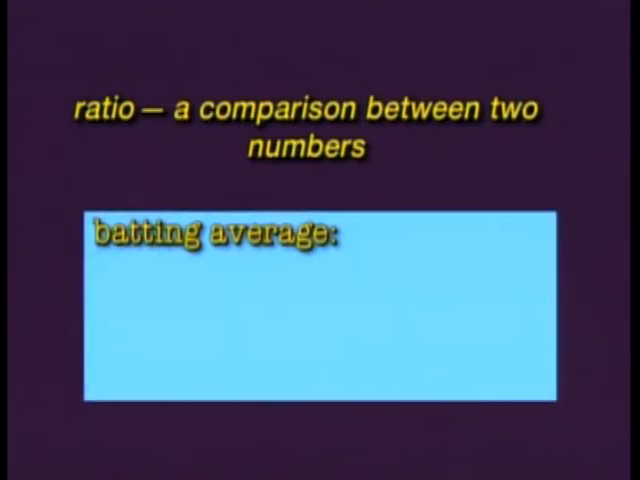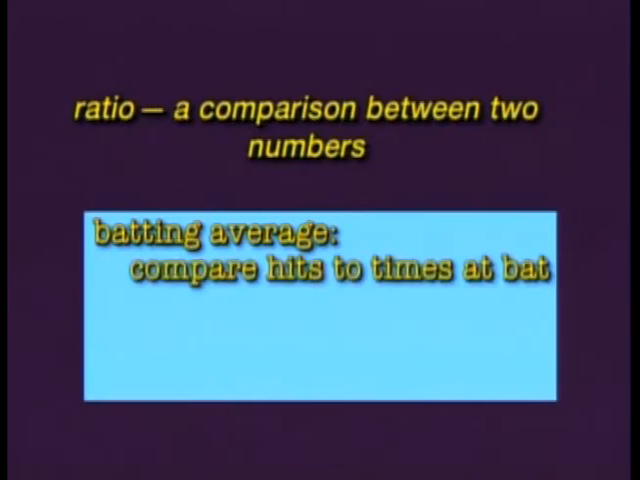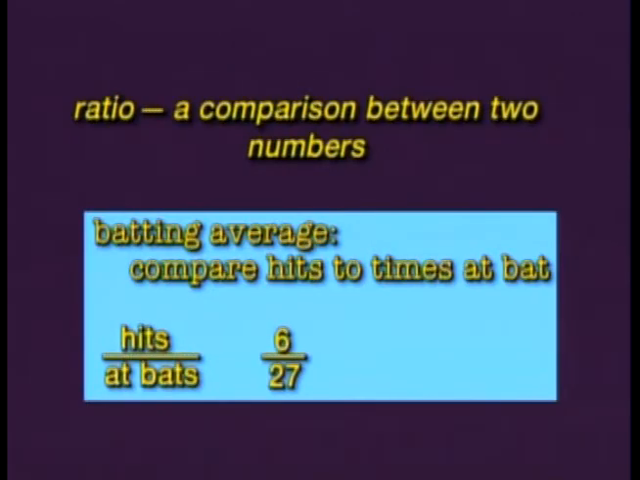In addition to writing ratios as fractions and whole numbers, we can also write ratios as decimals. In baseball, the batting average is a ratio that's usually written as a decimal. We compare the number of a player's hits to the number of times at bat. The ratio is hits to times at bat. Suppose one player gets 6 hits in 27 times at bat. Divide 6 by 27. A player who gets 6 hits in 27 at-bats has a batting average of .222.